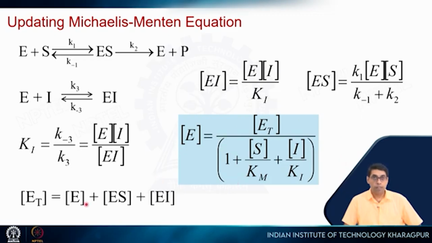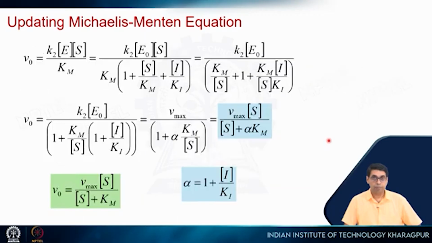So we are plugging ES by this and EI by this. So we get this form where the free enzyme concentration equals the total enzyme concentration divided by this, right? And we know the substrate and the inhibitor concentrations. So again, if we manipulate this, V naught equals K2 times ES, which is K2 by Km times E times S. We know what E is from the previous equation, so we plug it in here.